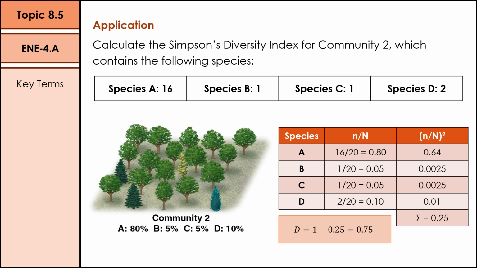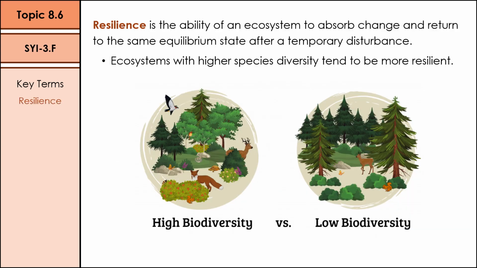0.75. So we do have a lower species diversity within this community as compared to the one that I showed you previously. Hopefully that equation wasn't too difficult. As long as you guys feel comfortable kind of following the process, you should have done just fine on that one.